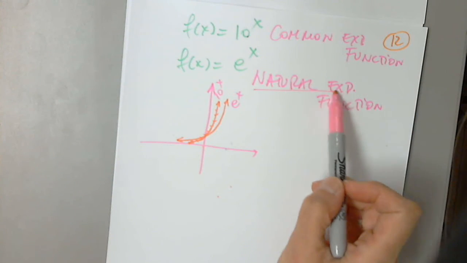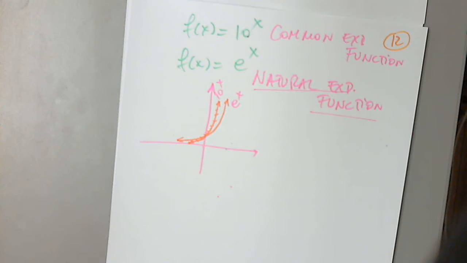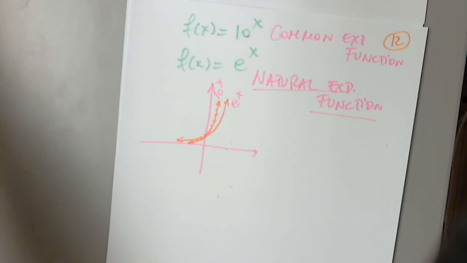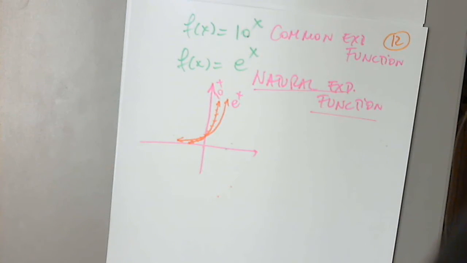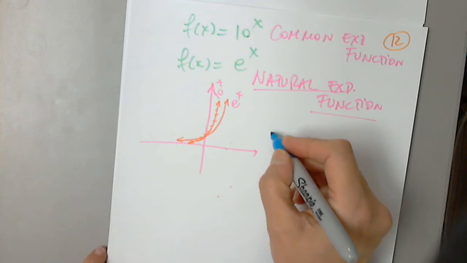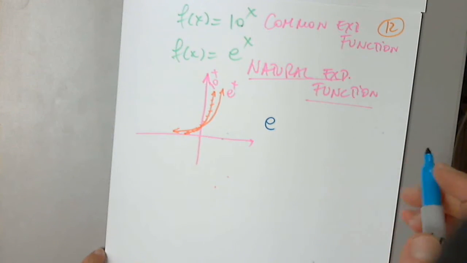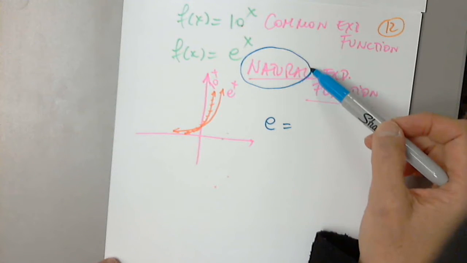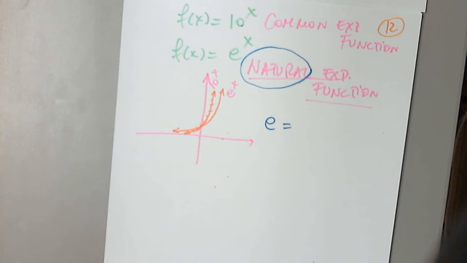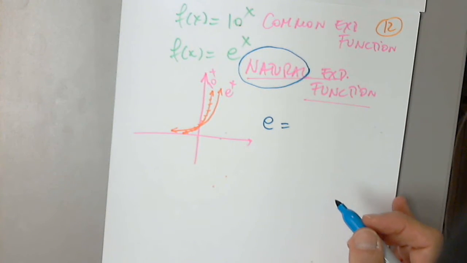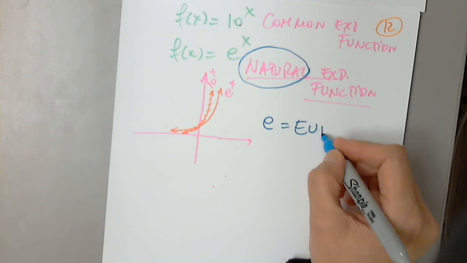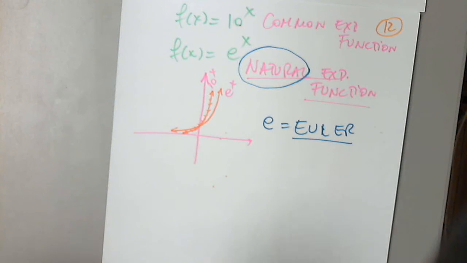Why do you think that e to the x is called the natural exponential function? And by the way, what does e represent? We know it's a number. First of all, why e and not b or c or d? Well, because this stands for Euler. This is the mathematician who determined this number.